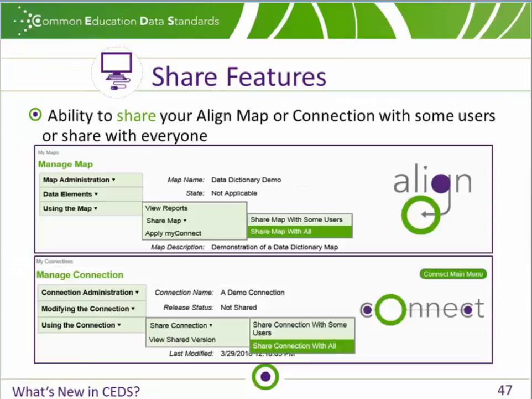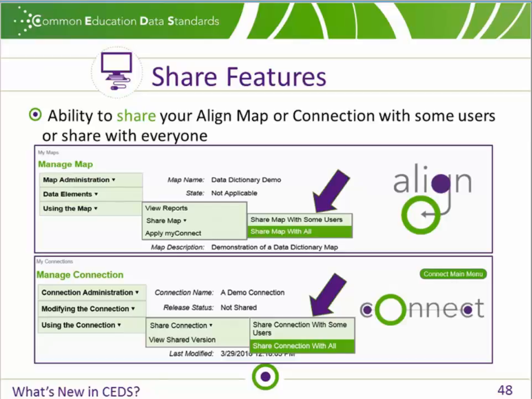Another new feature in both Align and Connect is the ability to share the map with all or to share the map only with some users whom you select. There will be times when an Align map or a connection is ready, you finished it, it's created, and it's ready for everyone to see. In those instances, you could select Share with All, where you could collaborate with other states. In Connect, you could provide research questions you worked on, so there can be collaboration among states and among organizations. In those instances, you're sharing with everyone the connections or the Align maps.